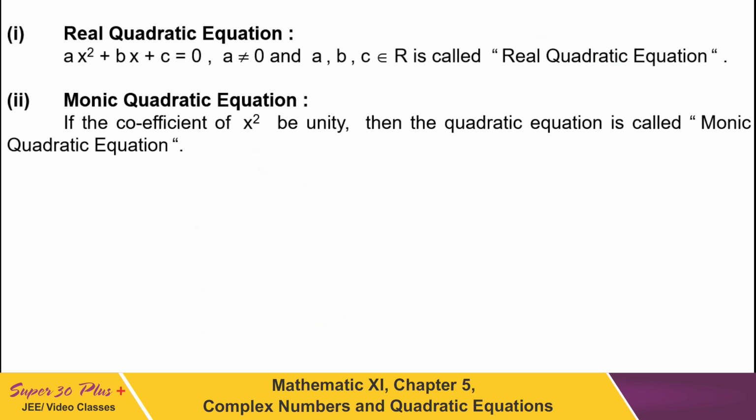Students, a quadratic equation can be categorized as a real quadratic equation if a, b, c are real and it is given that a is not equal to 0. What is the meaning of monic quadratic equation? If the coefficient of x square is unity, meaning 1, then the quadratic equation is called a monic quadratic equation. For example, x square plus 3x plus 4 is equal to 0 is a monic quadratic equation.